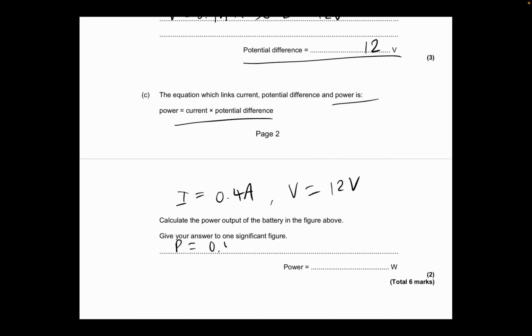0.4 amps times the potential difference of 12 volts. So you have 0.4 amps times 12 volts, which is 4.8 watts. The question clearly stated that we have to give this to 1 significant figure. So 1 significant figure means it's going to become 5 watts. Remember guys, you have to round the power. So it's going to be about 5 watts, and that's 2 marks there.